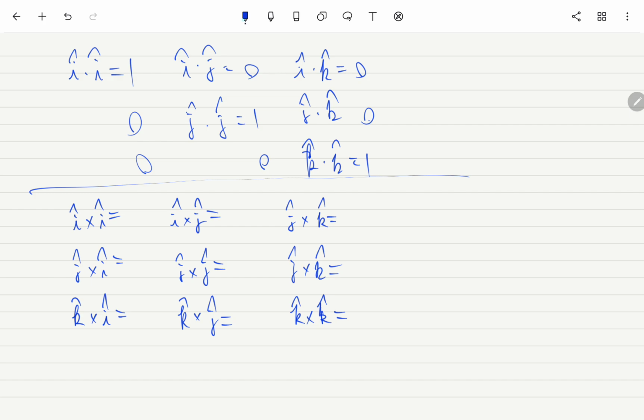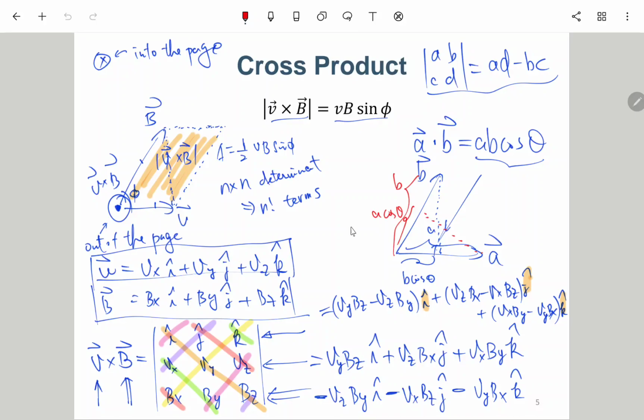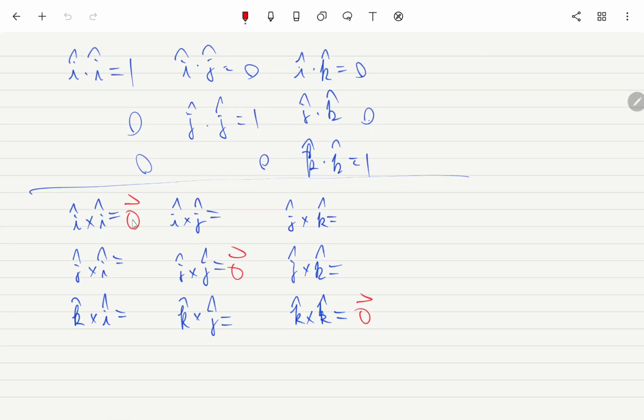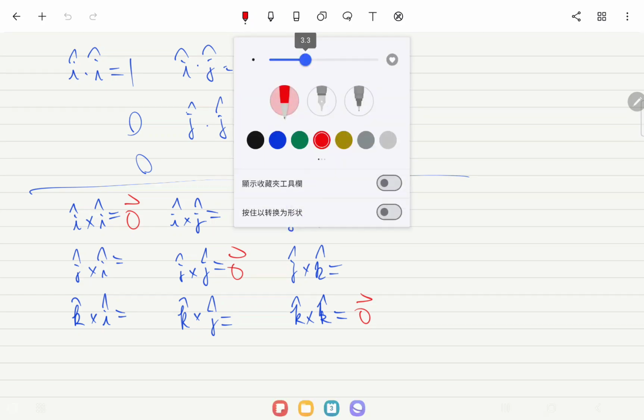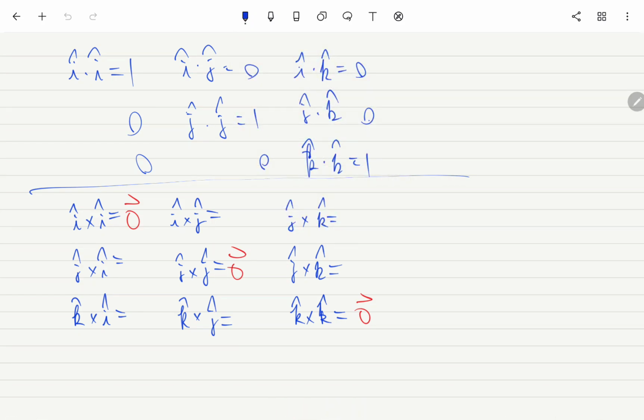The easiest case is here, here, and here. If a unit vector is crossed with itself, it is the 0 vector. It is easy to imagine because we have a sine of phi here. If these two vectors are the same, phi will be 0, and sine of 0 is 0. So you can simply expect that I cross I equals J cross J equals K cross K, which is the 0 vector. For the remaining ones, I cross J will be K, J cross K will be I, and K cross I will be J.